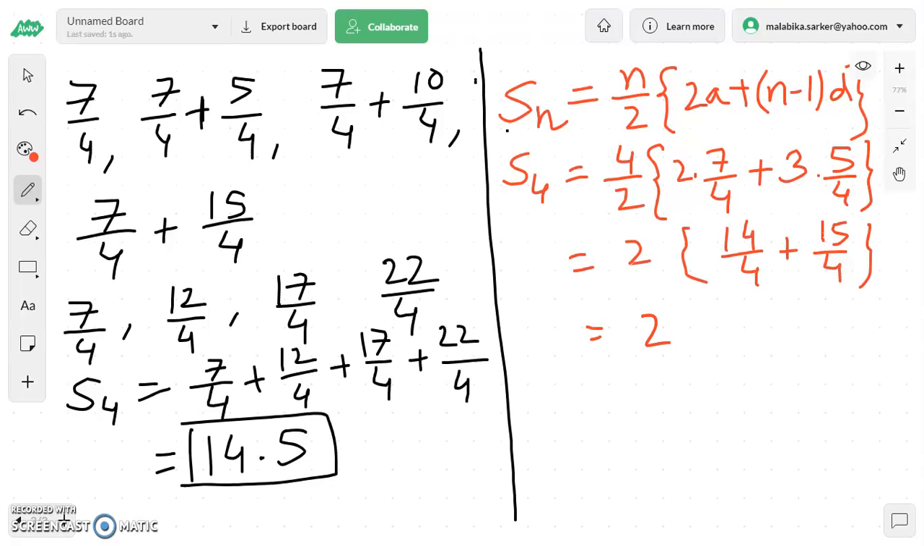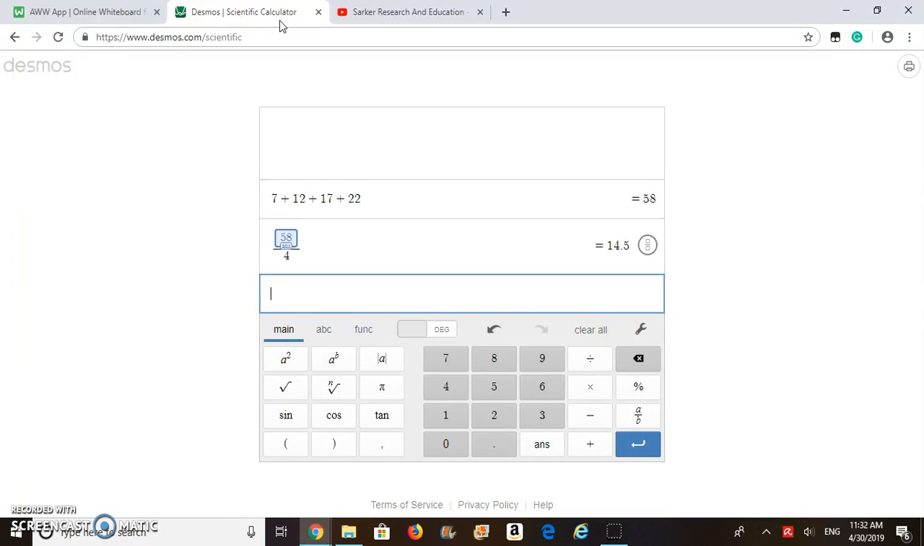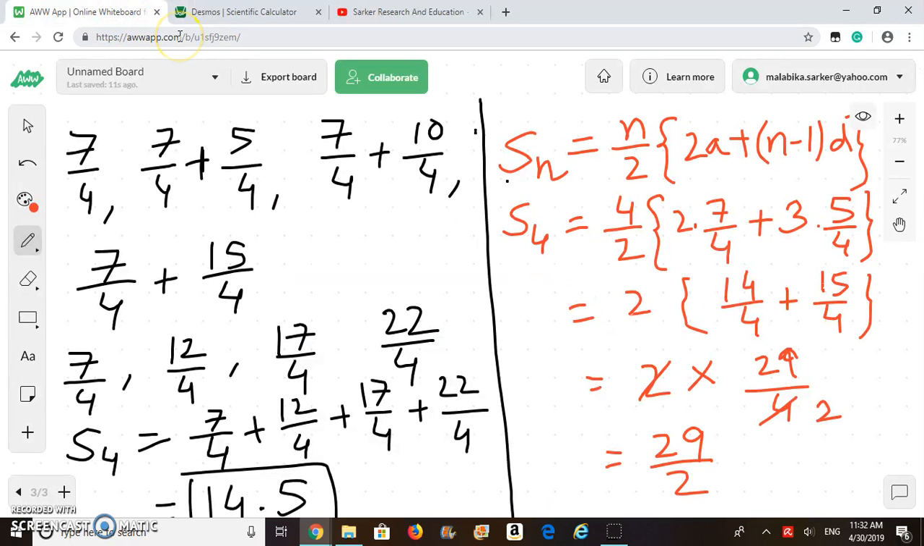So we have 14 plus 15. You can use a calculator, but this is an easy calculation. It is actually 29, so we are getting 29 by 4. Then 2 and 2, we get 2 here. So it is 29 divided by 2. Let us go to the calculator once again and see what we get as 29 divided by 2. That is 14.5. So exactly the same answer, and it should be. So I just wanted to show you both the ways.